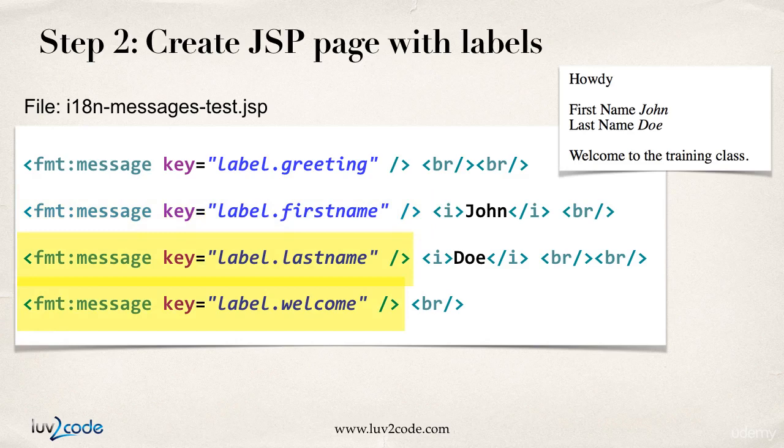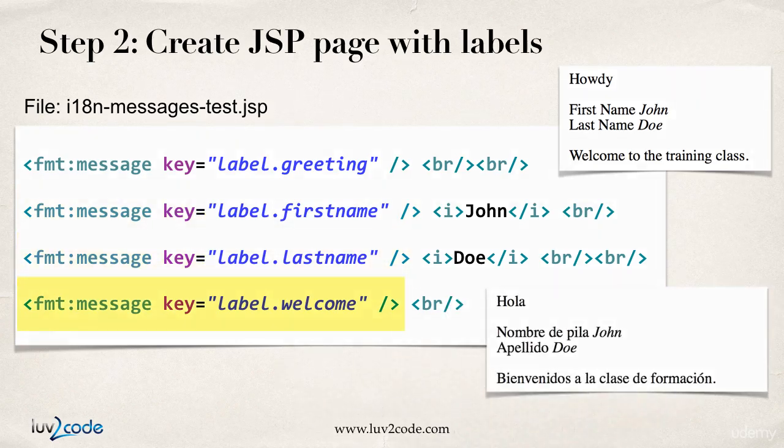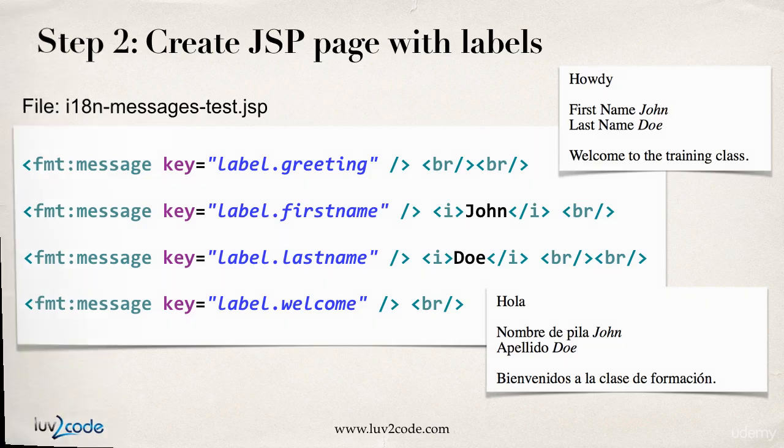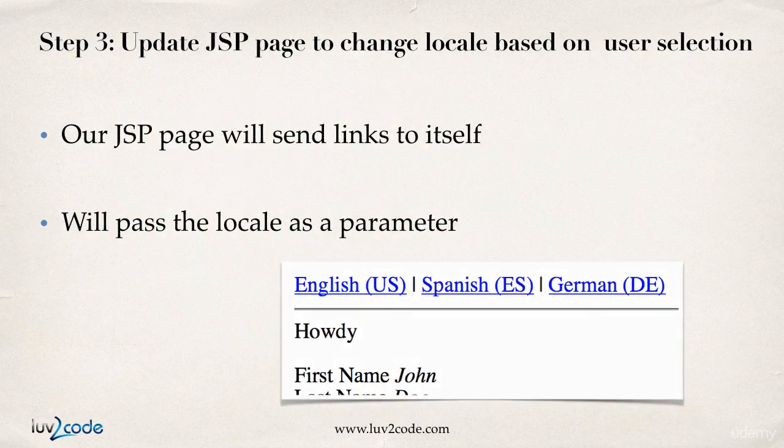So again, based on the locale that the user selected, JSP will actually substitute that value right there. So you'll get the information for English or Spanish or German or whatever country or locale that you've selected for your application. All right, so that's the resource files.